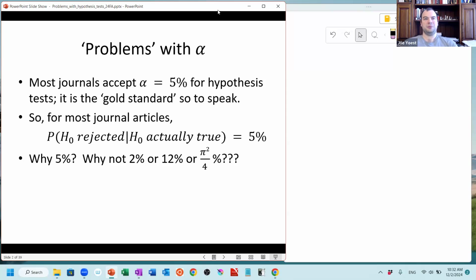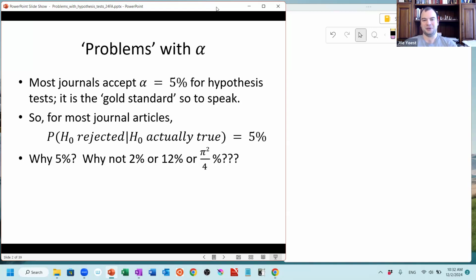So let's walk through just a couple of challenges with hypothesis testing and really the interpretation and analysis of the results. The first is problems in a sense with alpha, with our significance level. Most journals accept alpha equals 5%. It's kind of a gold standard.